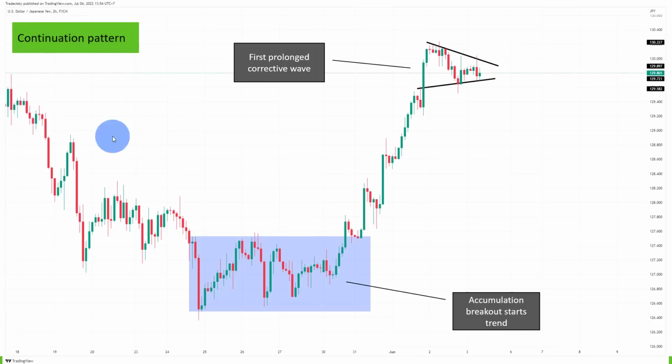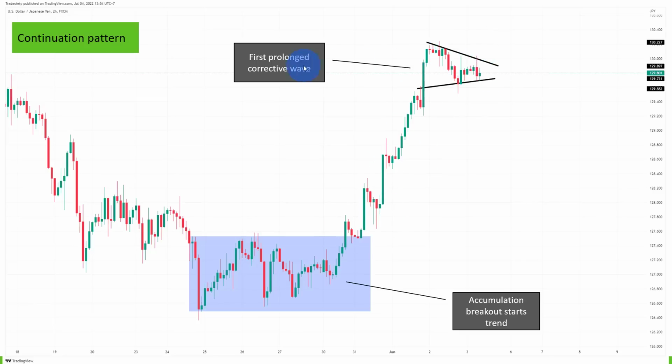Let's look at a continuation pattern. And what we have here is an accumulation breakout. So what we have is a transition, right? We're coming from a downtrend on the left, then we have our range market here, accumulation, then we have our break and retest. And then once we know that we are in a trend, we wait for our first corrective wave.